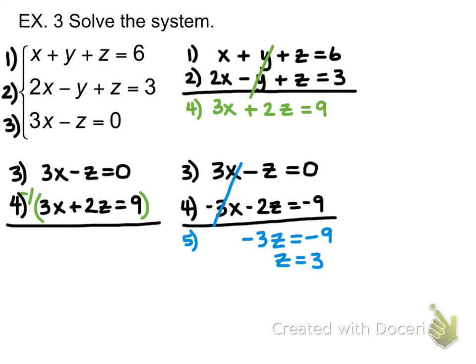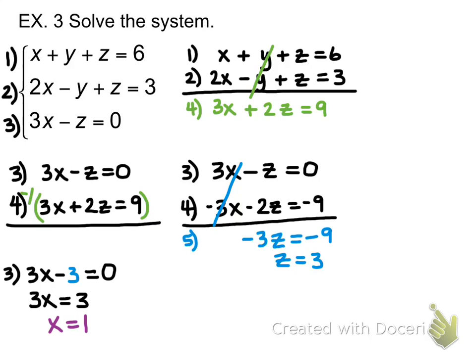Now that I have a value for one of my variables, I can do the same thing that I did in example 2 and start substituting back into other equations. So I'm going to substitute z equals 3 into equation 3: 3x minus 3 equals 0, so 3x equals 3. So then x equals 1.